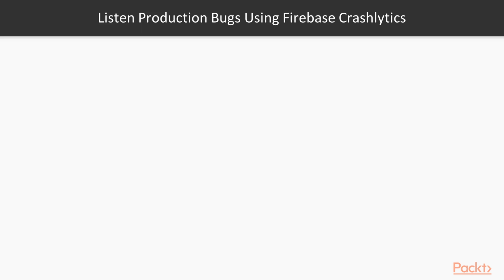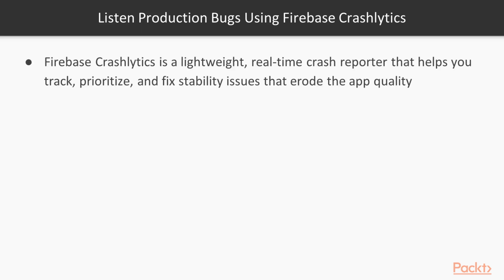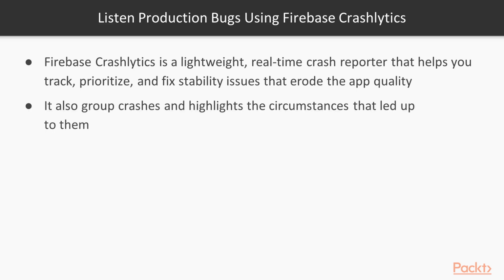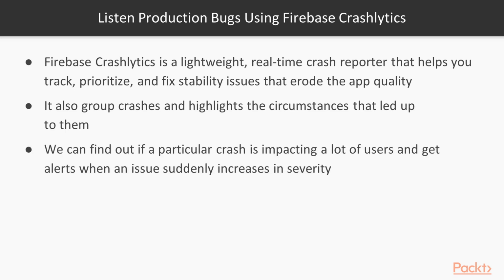Let's look at production bugs using Firebase Crashlytics for React Native app. Firebase Crashlytics is a lightweight, real-time crash reporter that helps you track, prioritize, and fix stability issues that erode the app quality. It also groups crashes and highlights the circumstances that led up to them. We can find out if a particular crash is impacting a lot of users and get alerts when an issue suddenly increases in severity. So Firebase Crashlytics is very useful when you are handling any error, and if you want to make any app stable, then you can use Firebase Crashlytics, because for each and every crash, they globally handle your errors and pass the error on your email.